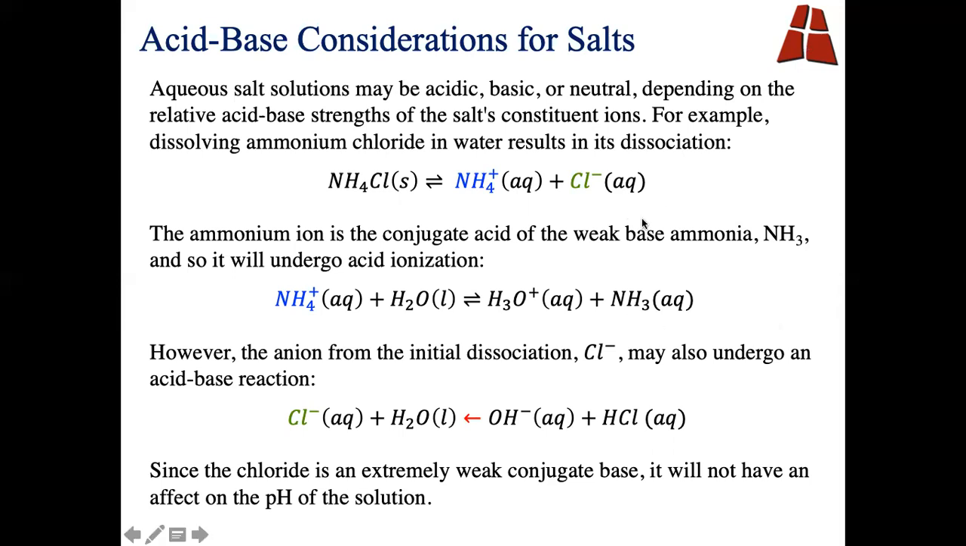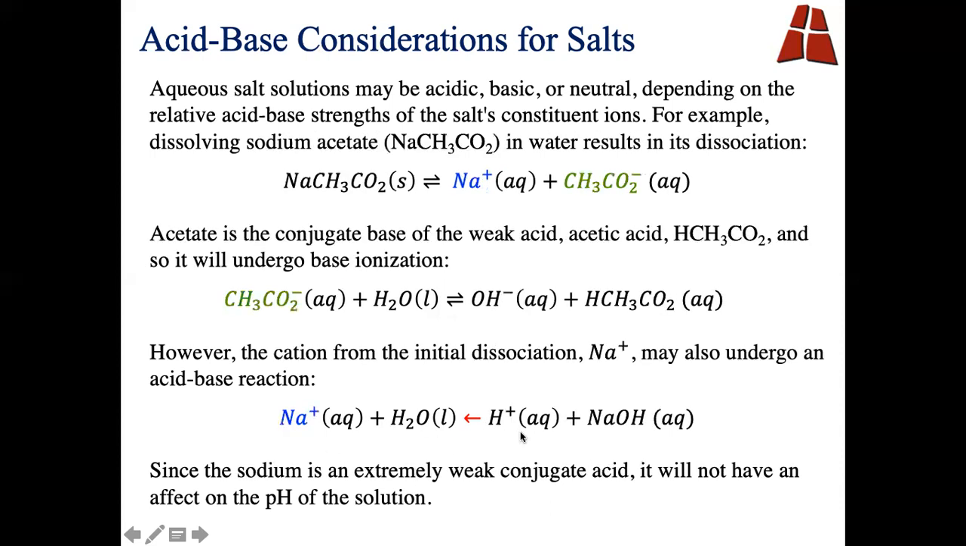In this case, it would be the conjugate base, right? Chloride, on the other hand, would not have any effect on the pH, like I discussed earlier, because chloride is the conjugate base of a strong acid, which is HCl. So that means that this reaction does not occur, or we could also say that this reaction totally favors the reactants, right?